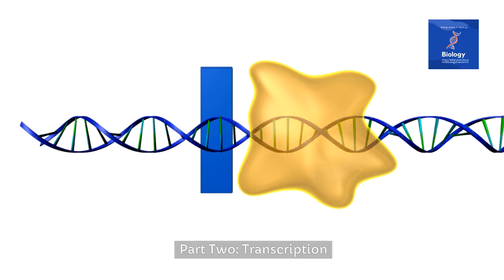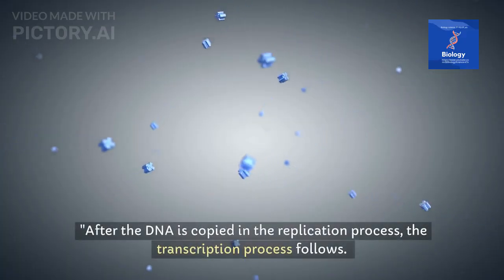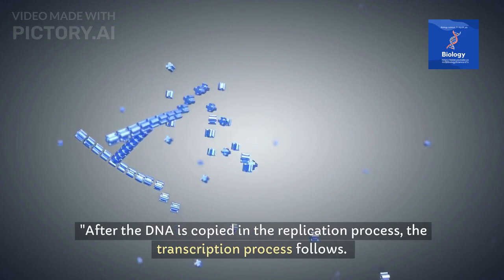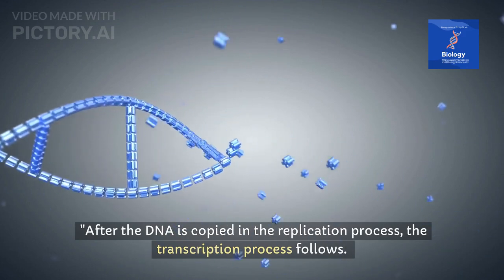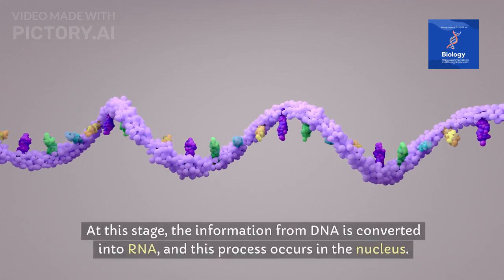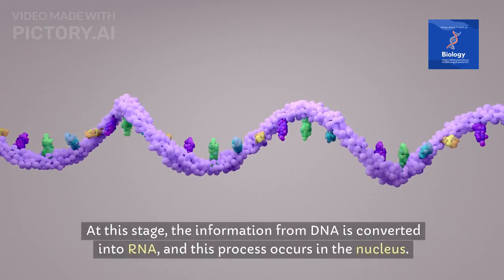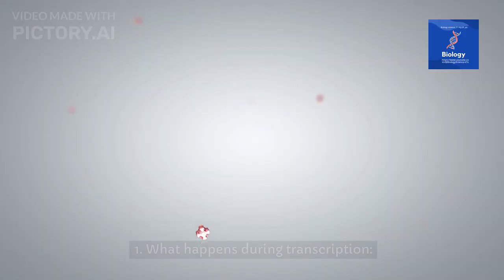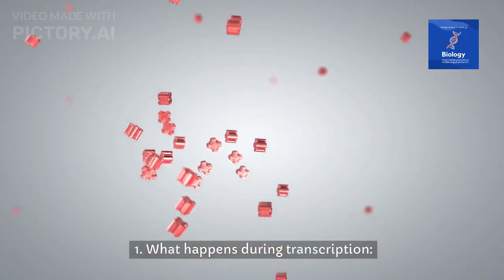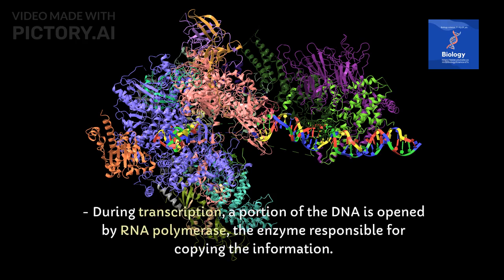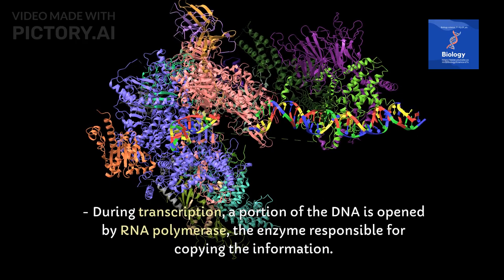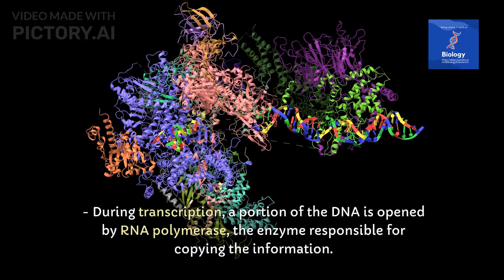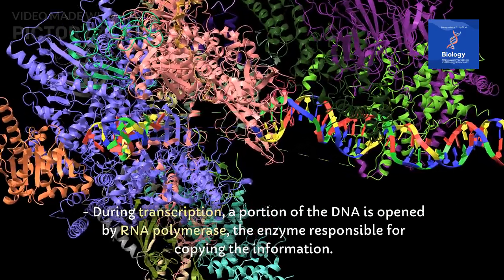Part 2. Transcription. After the DNA is copied in the replication process, the transcription process follows. At this stage, the information from DNA is converted into RNA, and this process occurs in the nucleus. 1. What happens during transcription? During transcription, a portion of the DNA is opened by RNA polymerase, the enzyme responsible for copying the information.